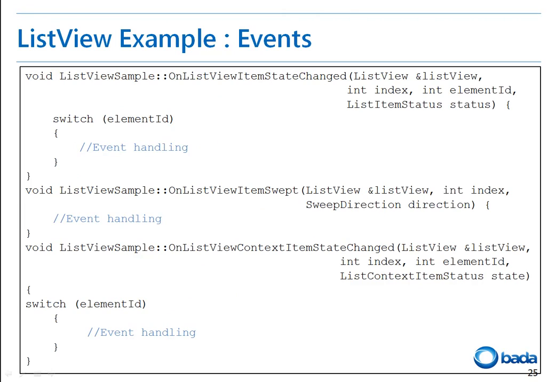The event listeners I've shown here listen to different events in the list view. The item state change listener notifies the source, the index of the item, the element ID, and the status. The item sweep event notifies about the source list view, the item index, and the sweep direction. The context item state change event gives notification of the source list view, the item index, the element ID, and the context item status.